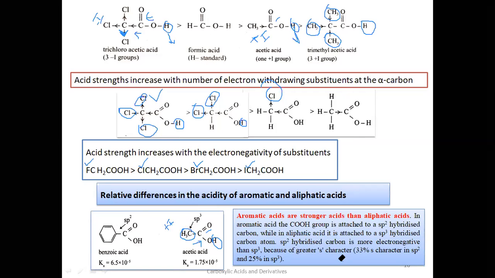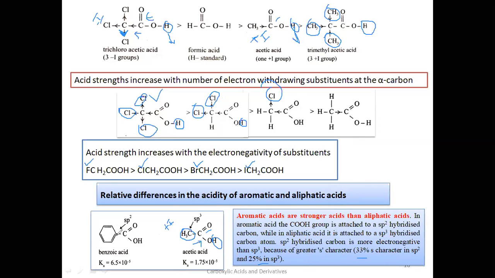the s character here in sp2 is 33%, whereas in sp3 it is 25%. In which case is the s character more? In sp2. As s character increases, electronegativity also increases. Means sp2 carbon is more electronegative than sp3 carbon.